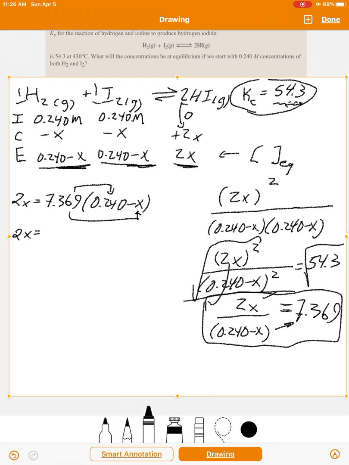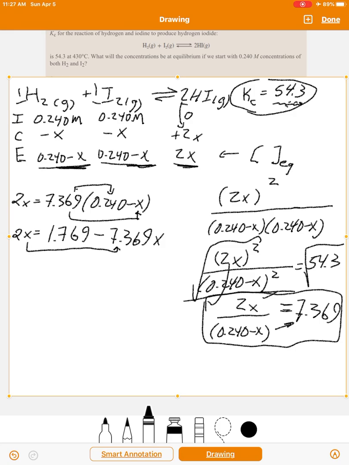Okay, so 7.369 times 0.24 is 1.769. And then we're going to take the 7.369 and multiply it by minus x. So minus 7.369x. Okay? Now we're at the next algebraic step, which is we want to combine like terms.